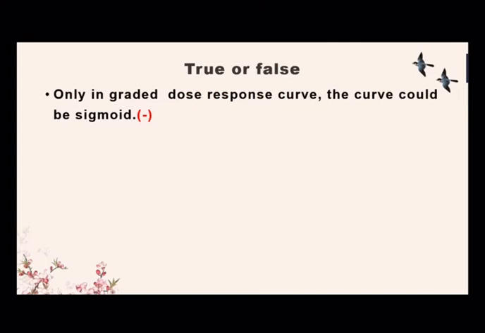True or false? Only in the graded dose response curve could the curve be sigmoid. The answer is false, because both the graded dose response curve and the quantal dose effect curve could be sigmoid.